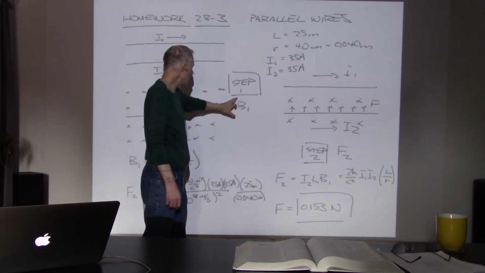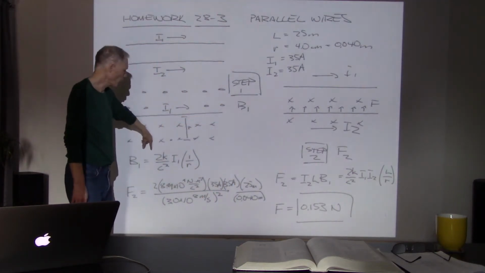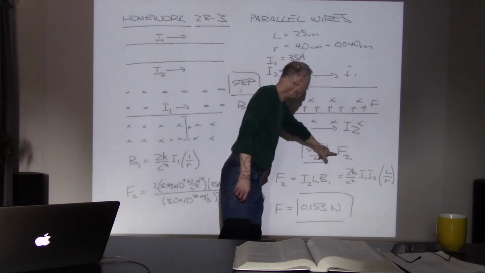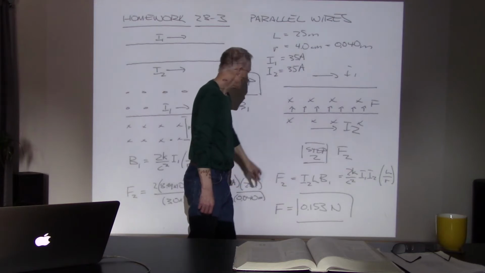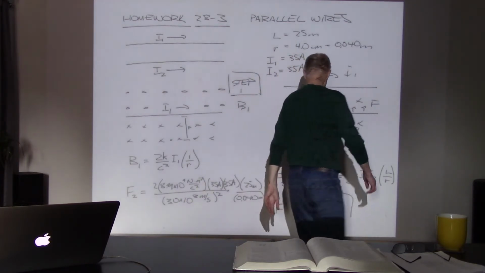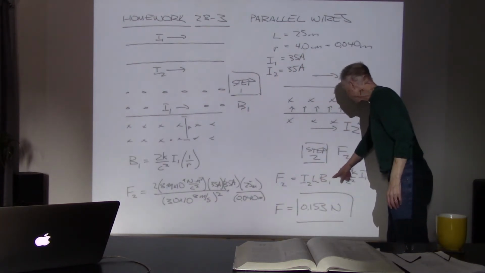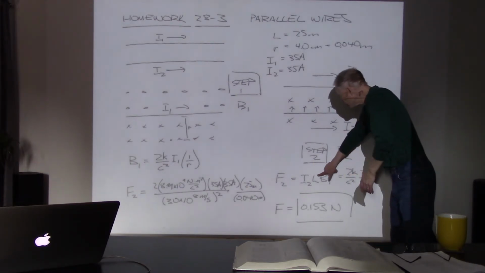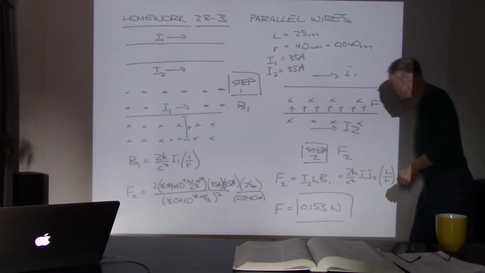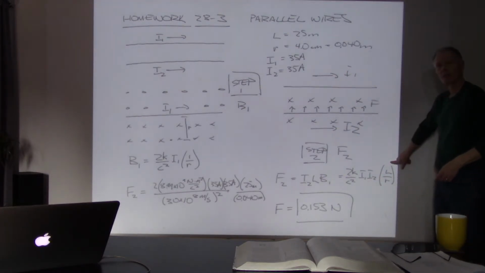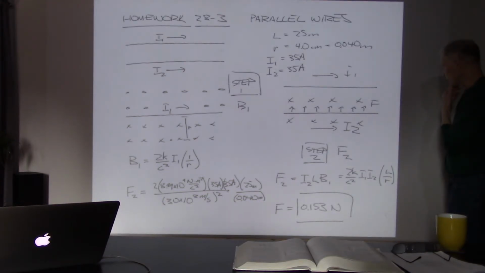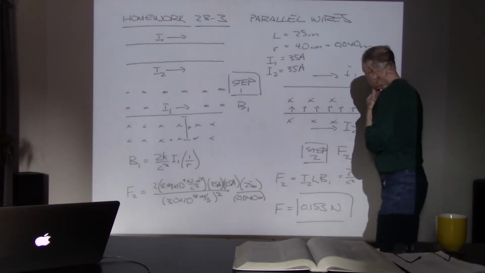So step 1 was getting a magnetic field formula due to wire number 1. And then step 2 is calculate the amount of force. And the force is going to be I2L times B1. So if we merge those 2 equations together, this equation and that one over there, we get the equation that they've derived in the textbook. And then I did plug all the numbers in and got the force, 0.153.